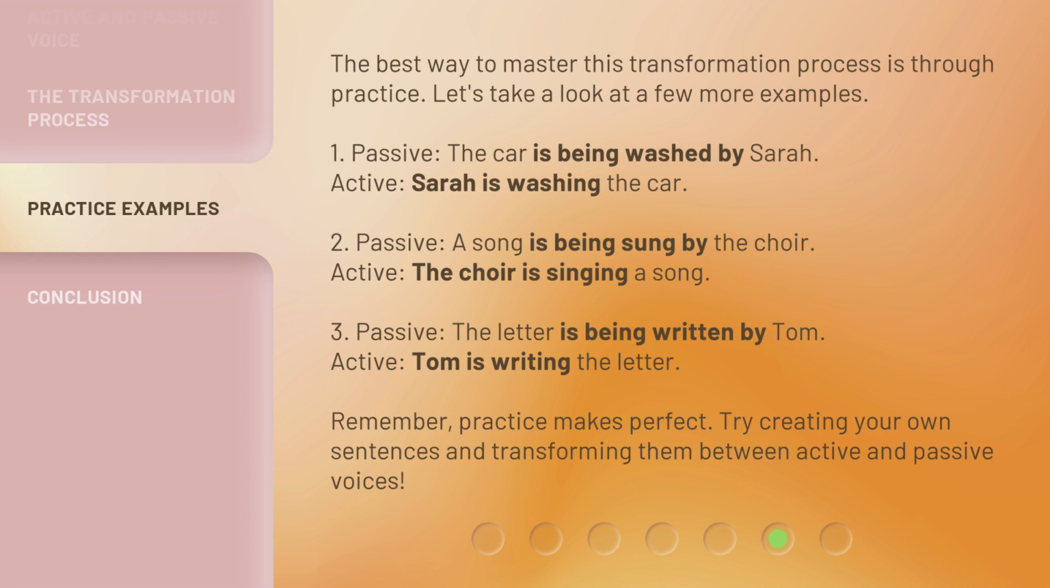1. Passive: the car is being washed by Sarah. Active: Sarah is washing the car. 2. Passive: a song is being sung by the choir. Active: the choir is singing a song. 3. Passive: the letter is being written by Tom. Active: Tom is writing the letter.